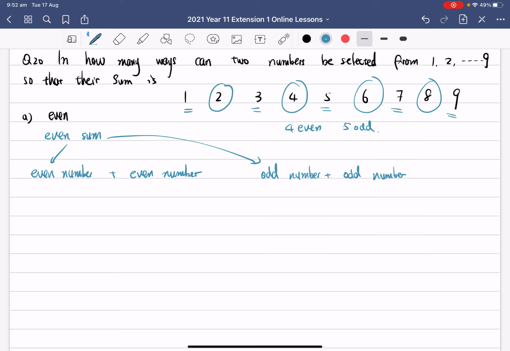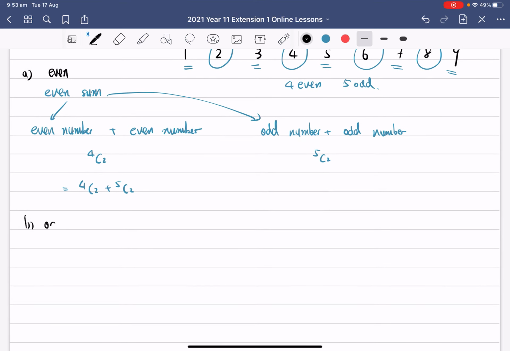So we either have both even numbers, so therefore, both even numbers will be 4c2. Or the second case is we have both odd numbers, and that's 5c2. So therefore, the total possible ways is equal to 4c2 plus 5c2. Now this time you're using plus instead of times because we're talking about two different cases. So we're actually adding the two cases together.